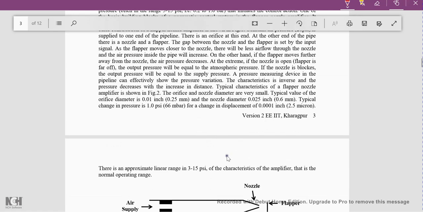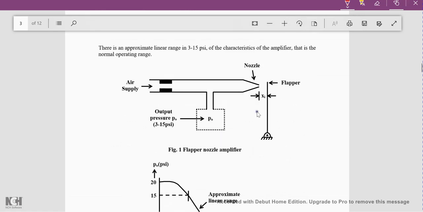So that is the theory part of it. Now let us see the actual working with the help of this figure. It is a very simple working principle. There is an air supply available at a particular air pressure, say 20 psi, as mentioned in the theoretical part. That is a high pressure, and the required output pressure is between 3 to 15 psi.